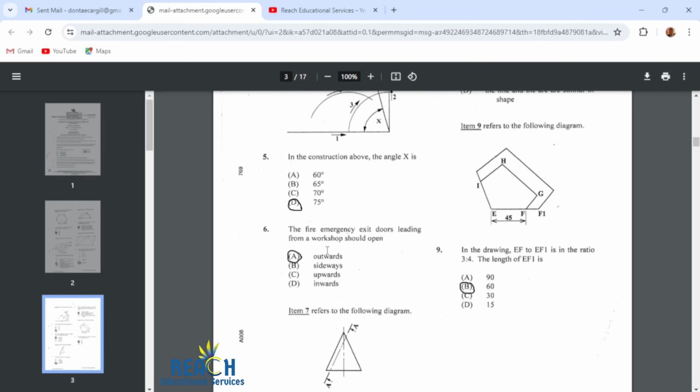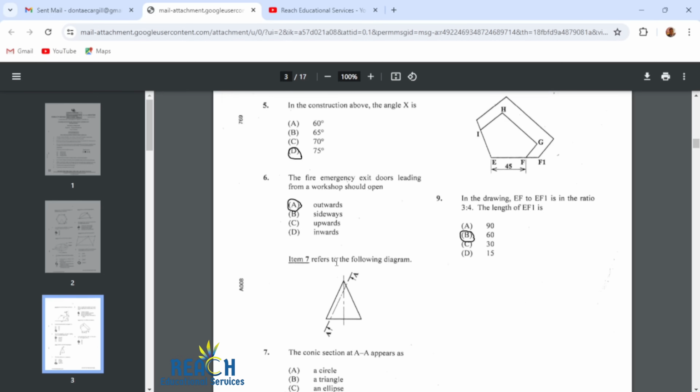Number 6, the fire emergency exit door leading from a workshop should open outwards. You don't want it to open inwards to obstruct anything, and it's just easier to push than to pull generally.